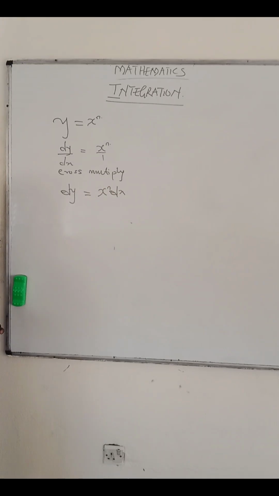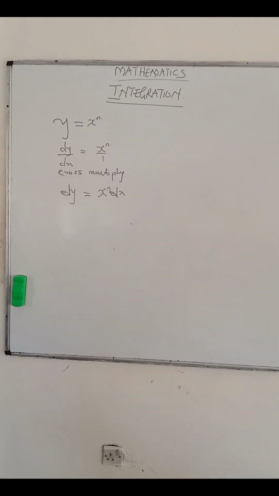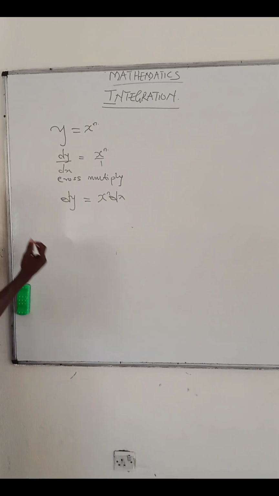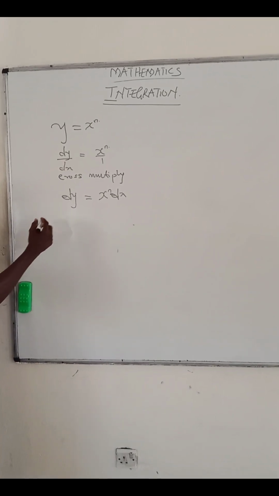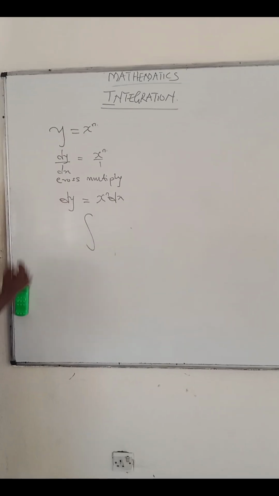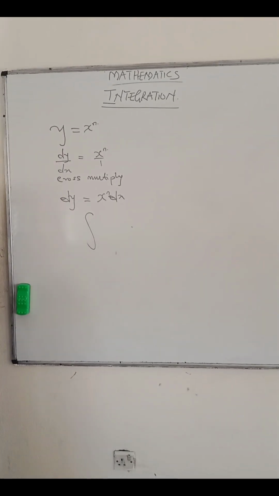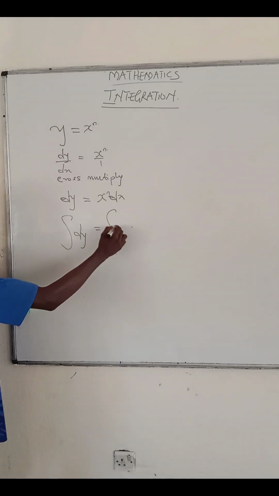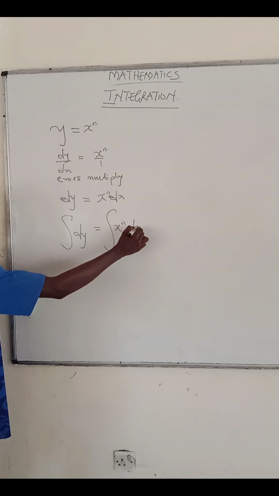And in integration, we use this integral form of symbol to denote integration. What do I mean by that? This is the symbol we use to denote integration. Whenever you have this kind of symbol, you know that this is an integral form. So I'm going to input this integral form into this solution. So if I input them, I'm going to have integral of dy is equal to integral of x raised to power n dx.